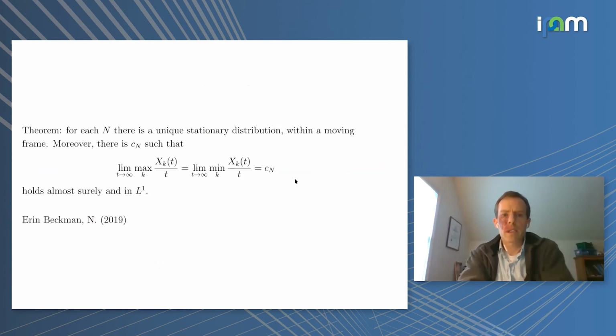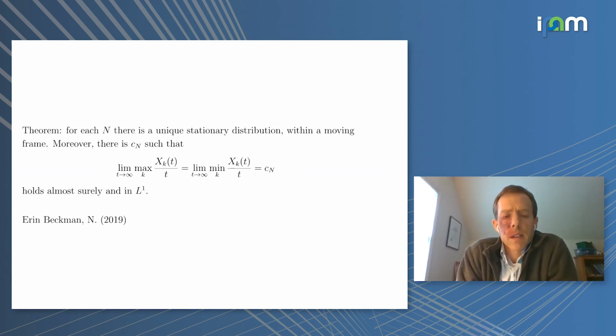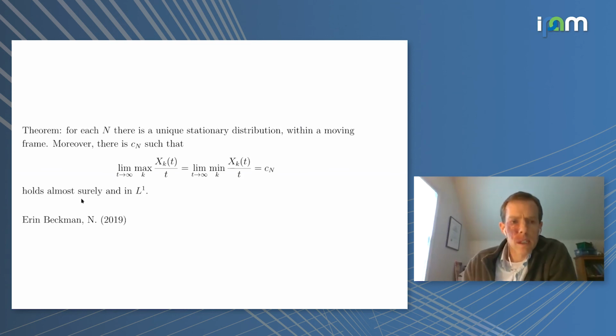So Aaron proved that for fixed n, there's a unique stationary distribution within a moving frame, that is the frame centered at the minimal particle or maximal particle. Moreover, there's a speed that is well defined. For each n, there's a deterministic constant c such that the speed of particles converges to c almost surely and in L1.